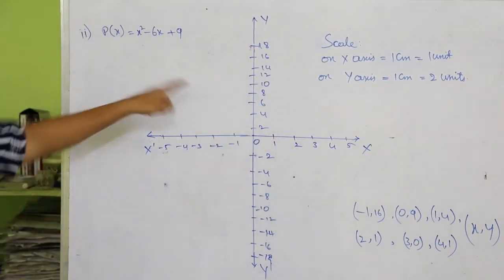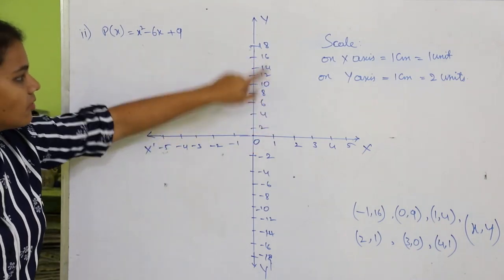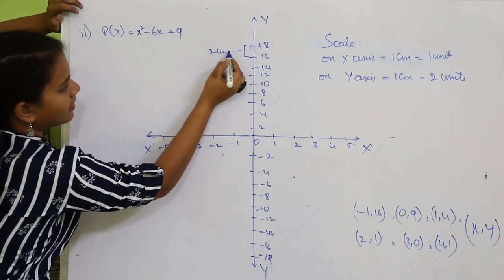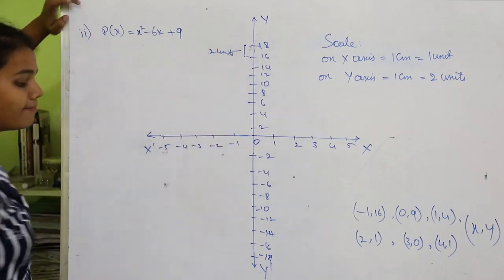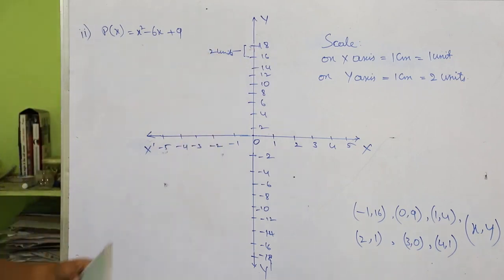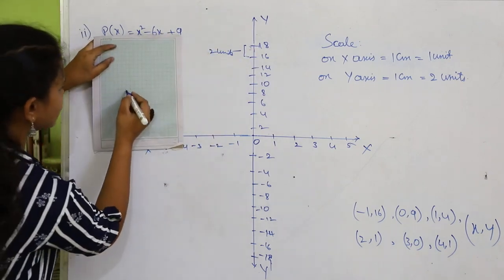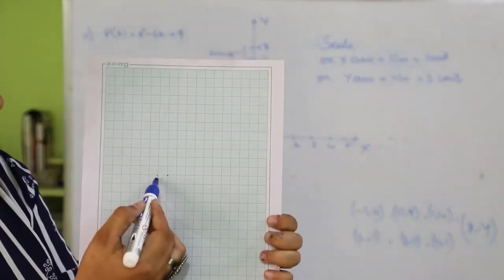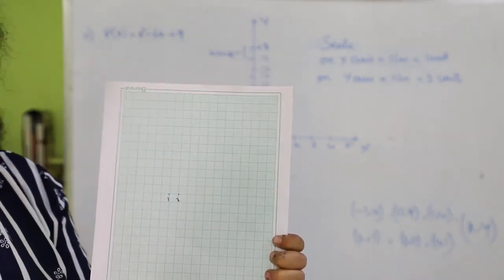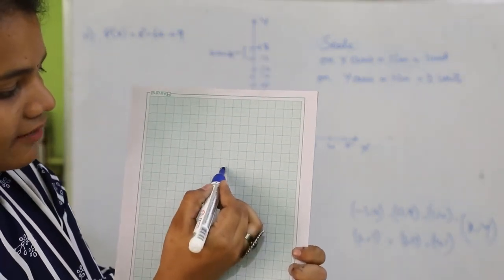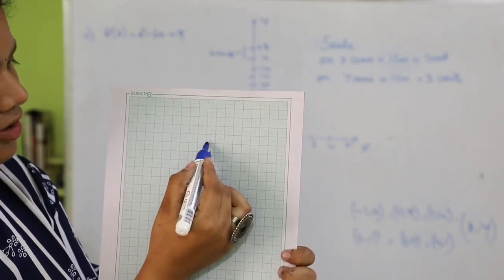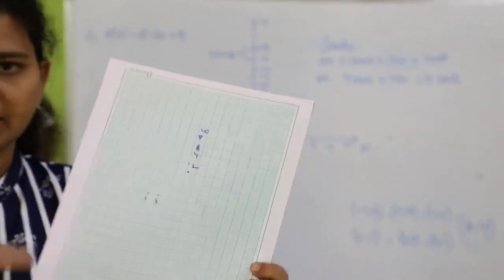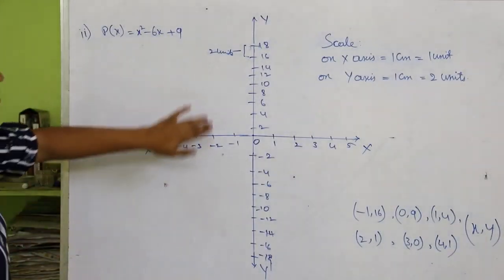Let it be, 2 nines are 18. So here I have taken 18, and from this point to this point I can consider it to be 2 units. If I write this on the graph and take 2 units, I will place 1 over here and 2 over here. Then I take 2, 4, 6, 8, 10 like this, the same as it is. Nothing is going to change.